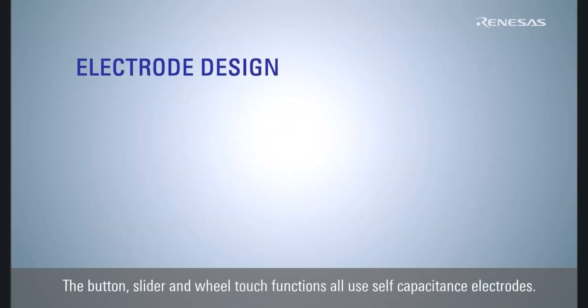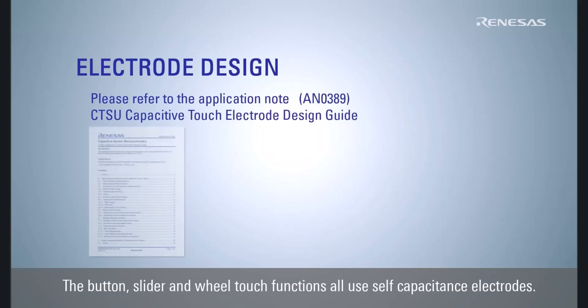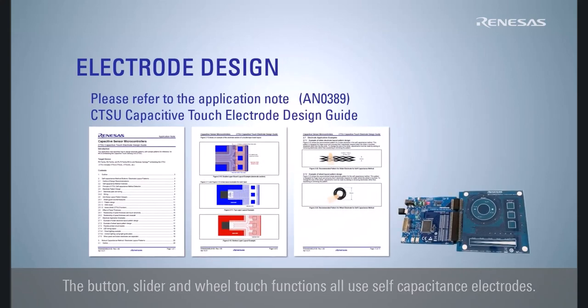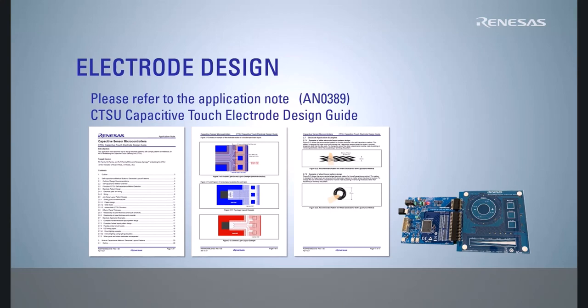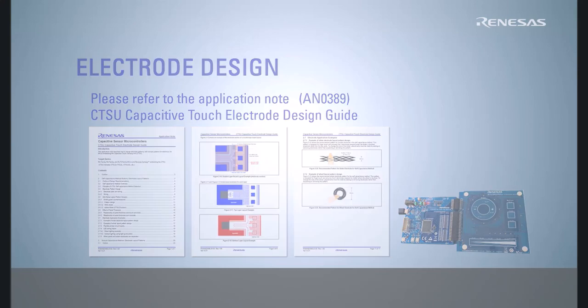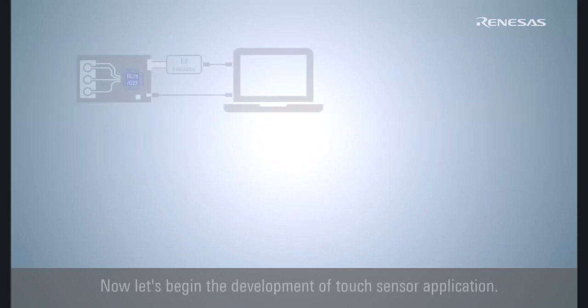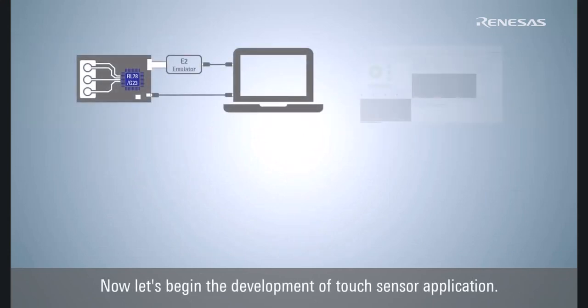The button, slider, and wheel touch functions all use self-capacitance electrodes. For details of electrode board design, please refer to the application note, CTSU Capacitive Touch Electrode Design Guide. Now let's begin the development of touch sensor application.